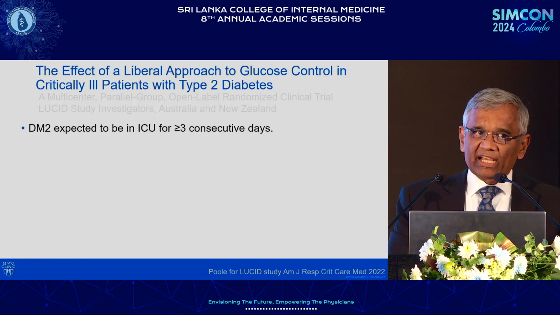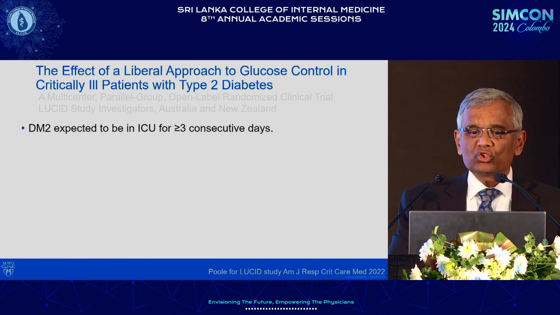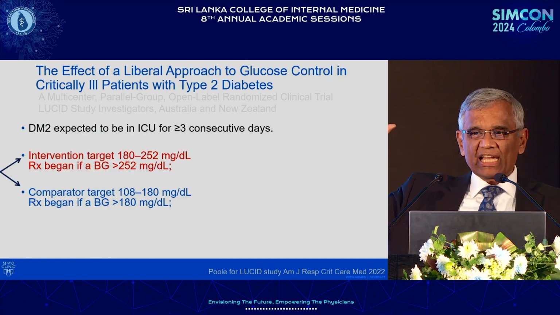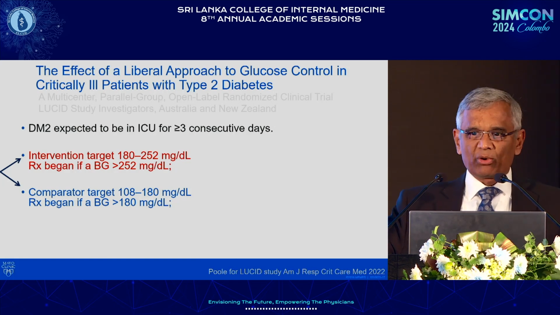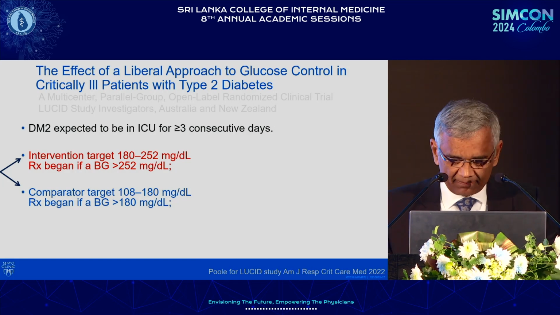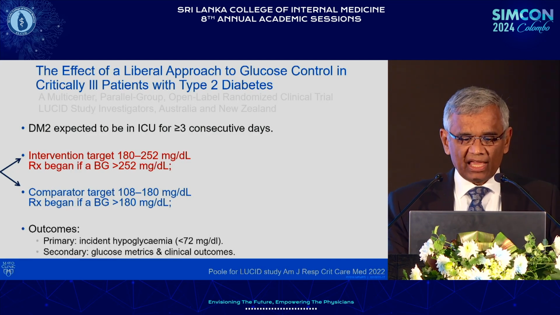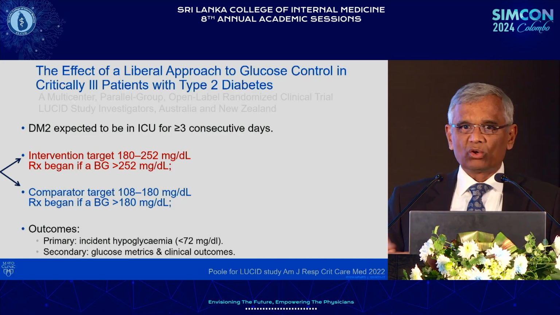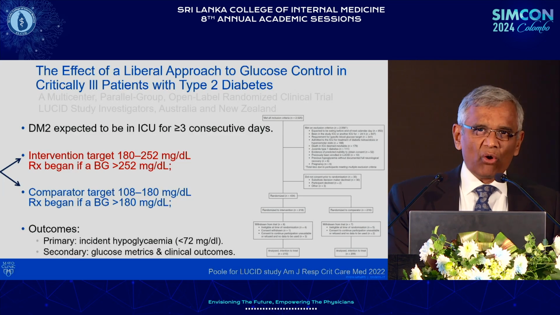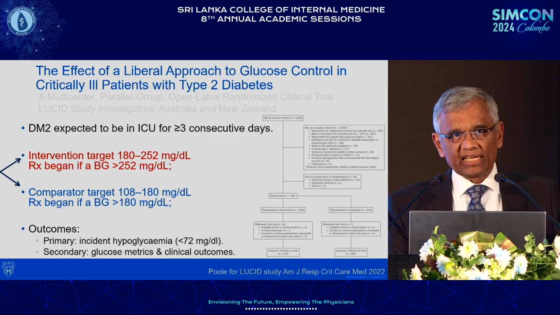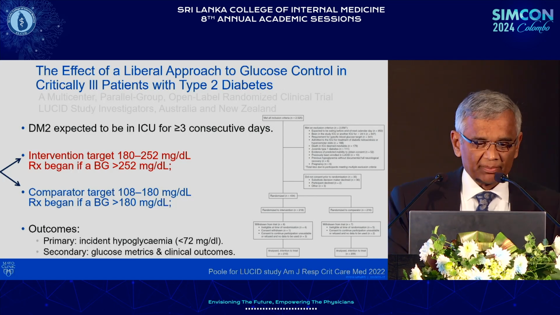Patients with type 2 diabetes who were expected to be in ICU for 3 days or more were recruited for this study and randomized into 2 groups. One where the glucose target was 180 to 250 milligram per deciliter, and the other, the standard glucose target, about 110 to 180 milligram per deciliter. The primary outcome was incidence of hypoglycemia, and secondary outcomes were glucose metrics, overall glucose control, and so on. About 1/4 of the patients who fit those criteria were ultimately recruited, and several were not recruited for various reasons, as the paper tells us.